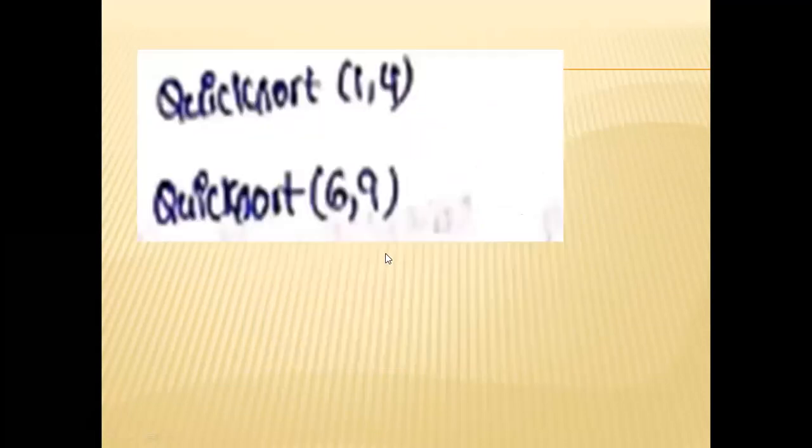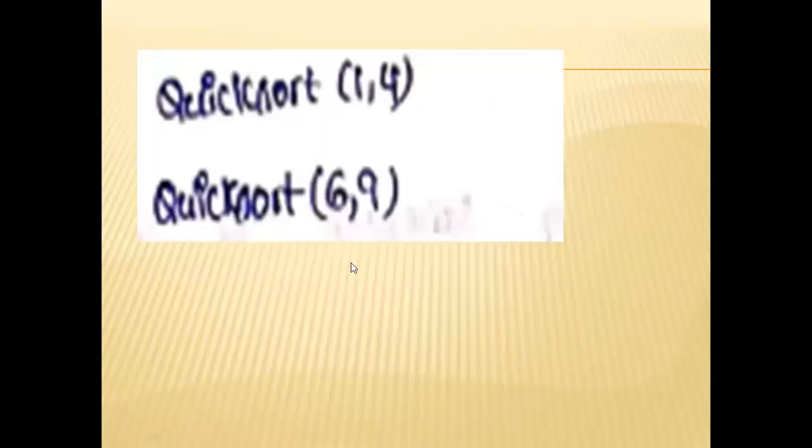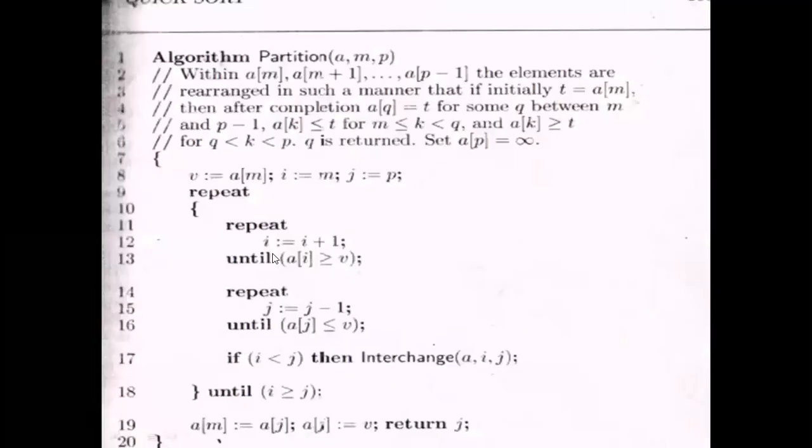1 to 4 elements means 60, 45, 55, 50. Second, 6 to 9 elements means 85, 80, 75, 70. By recursion, that is by reapplication of quicksort.